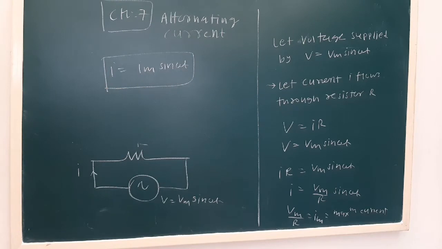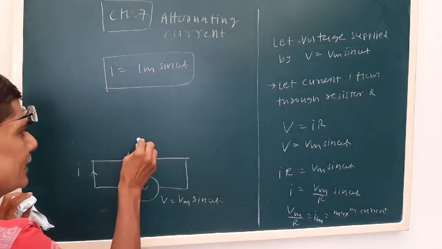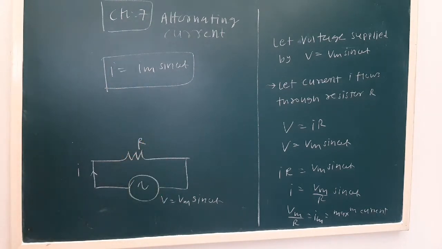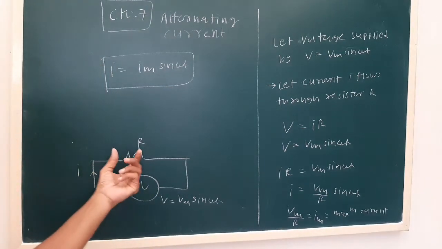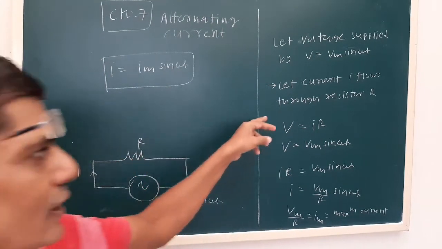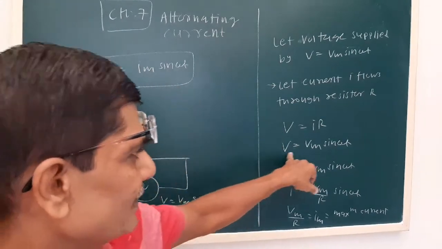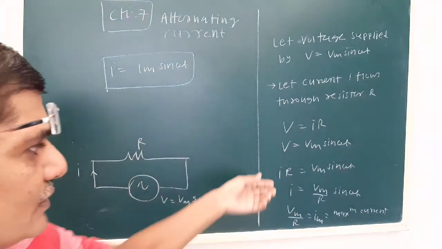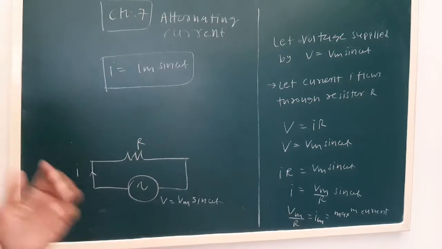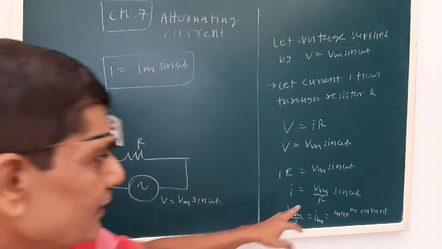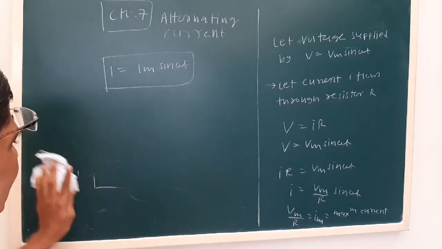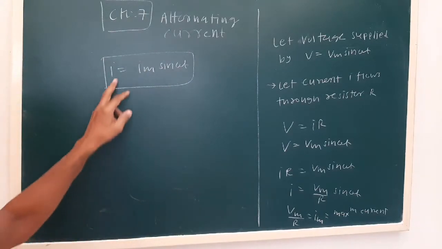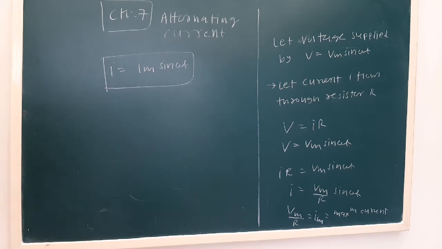Now the resistance R is supplied with sinusoidal voltage V equal to Vm sin omega t. The potential difference or voltage across the resistor is V equal to IR. If we compare, we can obtain the value of the current. Now Vm by R is the maximum current, so our equation will be I equal to Im sin omega t.